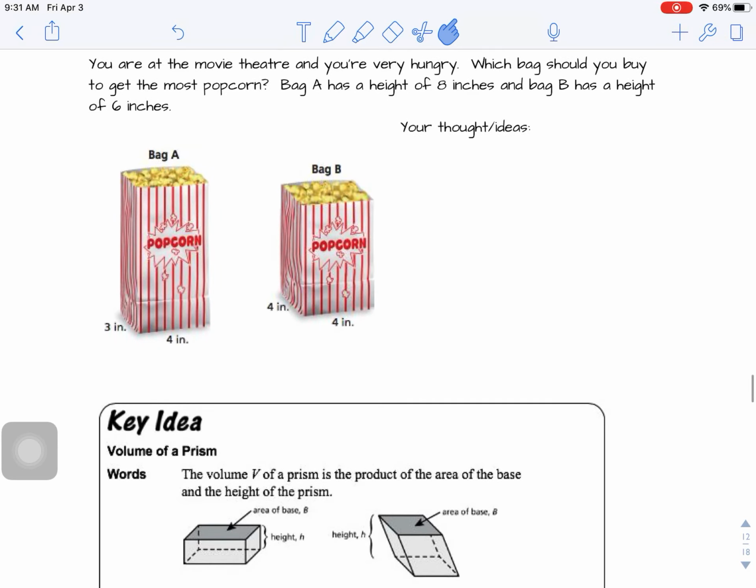Alright, so our first example says, you're at the movie theater and you're very hungry. Which bag should you buy to get the most popcorn? Bag A has a height of 8 inches and bag B has a height of 6 inches. So I'm going to go ahead and write those heights in. Alright, so those are our two bags.